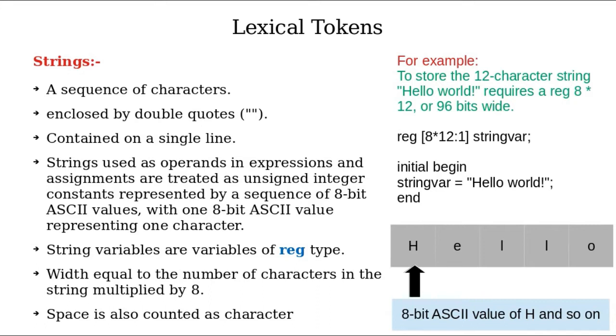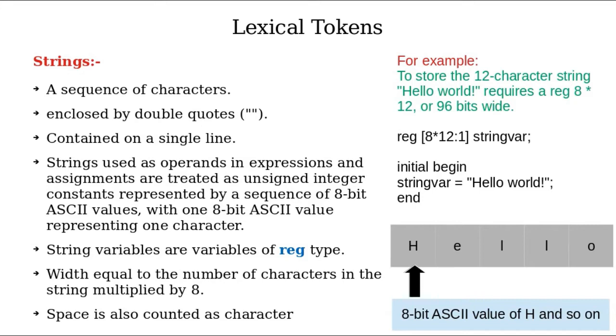Variable width can be calculated by taking the number of characters in a string in double quotes and multiplying it by 8, because each character in ASCII is represented by 8 bits. Space in a string is also counted as a character.